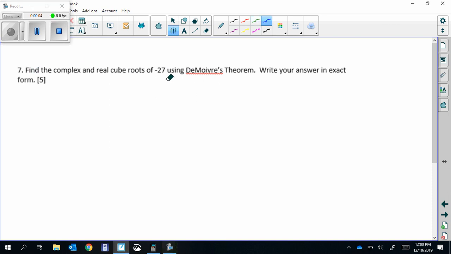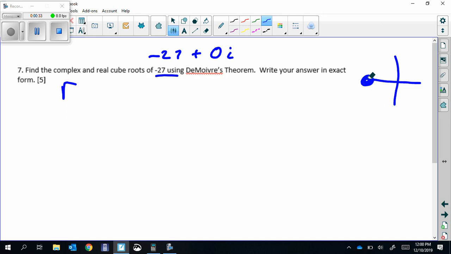Find the cube roots using de Moivre's theorem. So to do that, we need to know r, we need to know theta for this complex number, which is negative 27 plus 0i. If you were to graph that, the x-axis is the real axis, so we'd go left for the negative 27. The y-axis is your imaginary, so we would not go up or down, it's just straight out to the left.